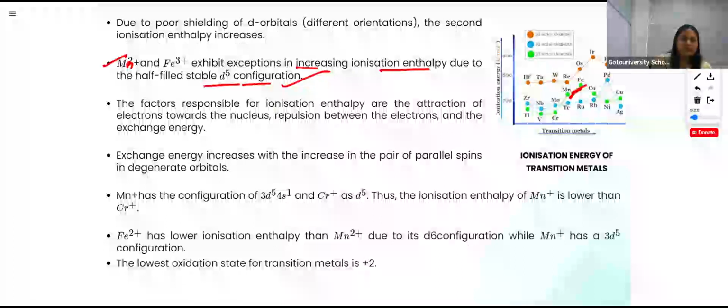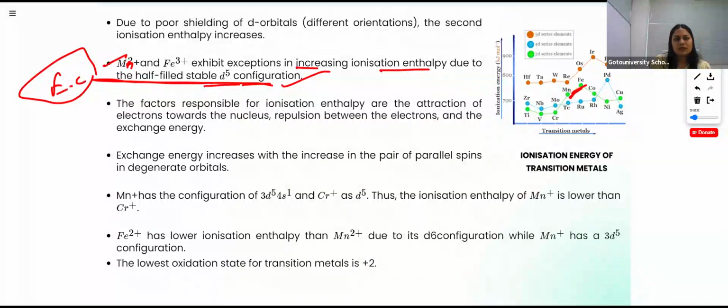I hope this concept is clear to you now. Now, how this electronic configuration varies different properties of transition elements, whether it is ionization energy or whether it is the atomization enthalpy, right?